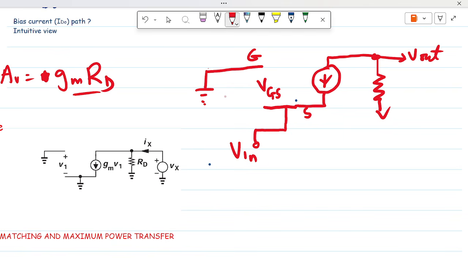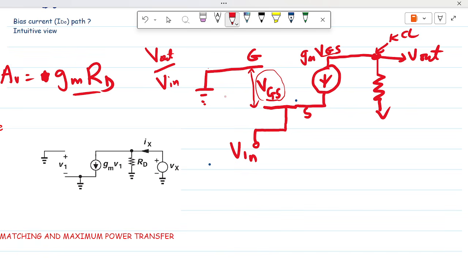So this current is related in this form: the transconductance of the device times VGS. VGS could be called V1 or whatever voltage. The most important thing is that it is this voltage that is controlling the current that comes in here. So what we want to do is find a relationship between Vout and Vin in ratio form. We will take Kirchhoff's current law, KCL at this node.